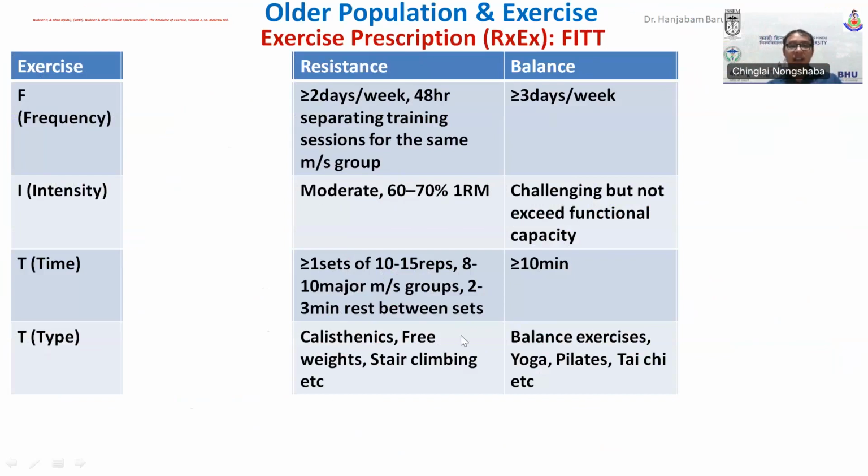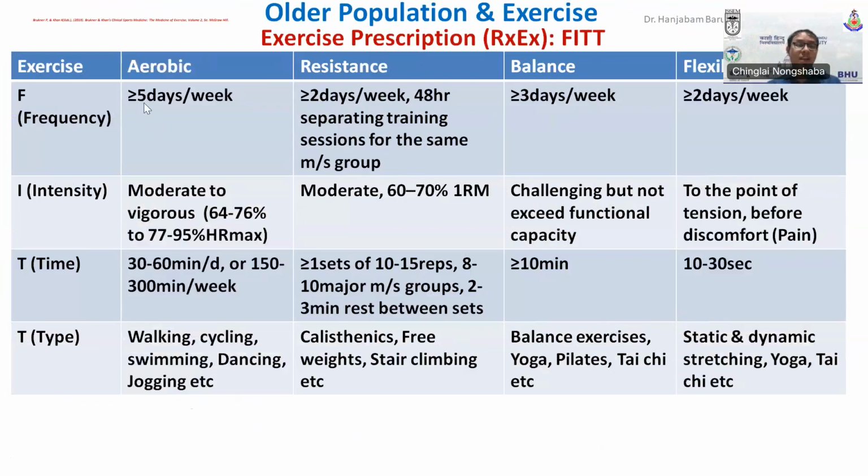Type of exercise: resistance, calisthenics, free weights, and stair climbing, and all these things. Balance exercise like yoga, Pilates, and Tai Chi. All these things can be done. In addition to aerobic exercise, done at least 5 days per week, moderate to vigorous, that is 64 to 76% to 77 to 95% of the heart rate maximum. You can calculate the heart rate maximum by using the formula 208 minus 0.7 times age in years.